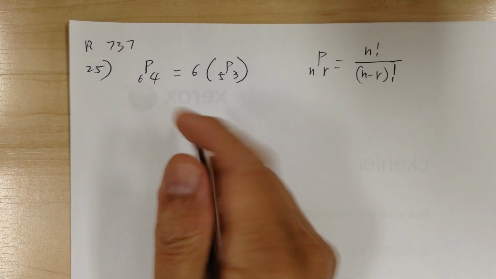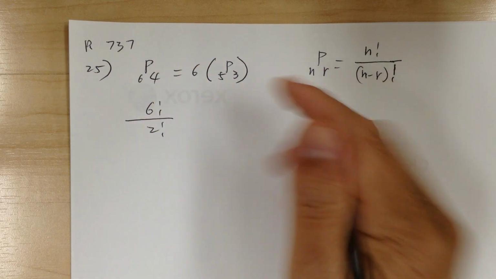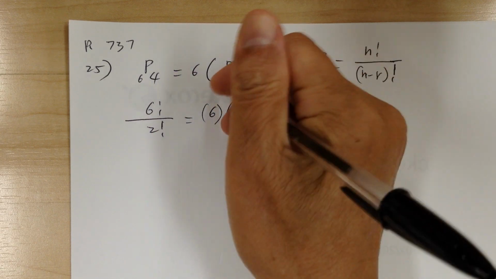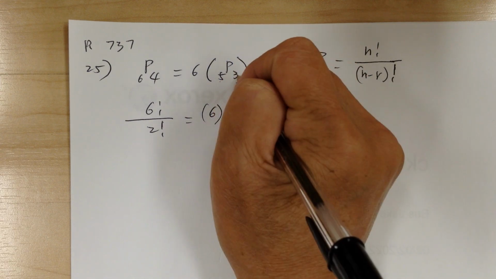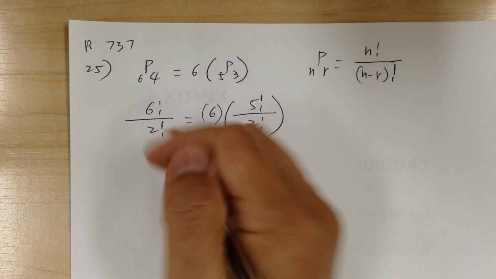So 6P4 will give you 6 factorial over 2 factorial, right? You have to subtract. This will equal 6 times 5P3, which will give you 5 factorial over 5 minus 3, which is 2 factorial. Now notice 6 times 5 factorial.